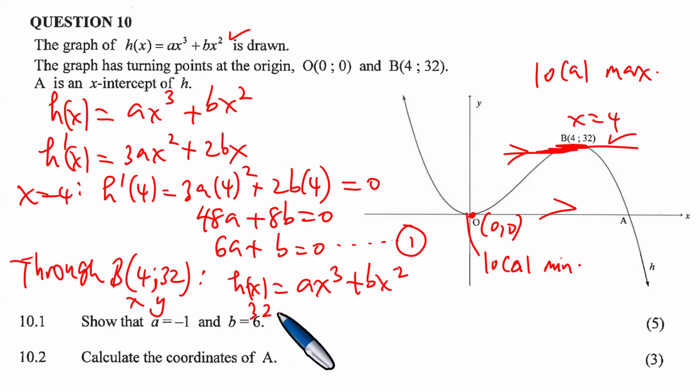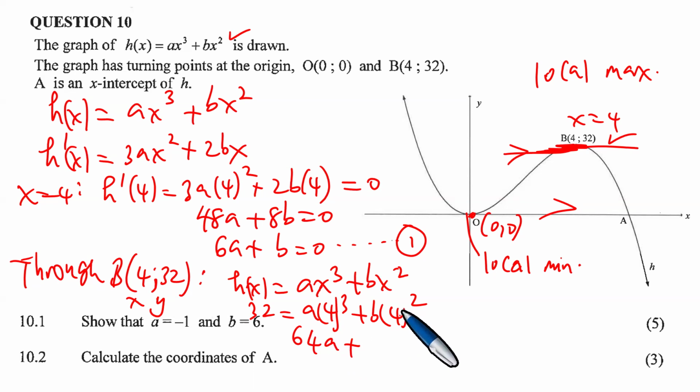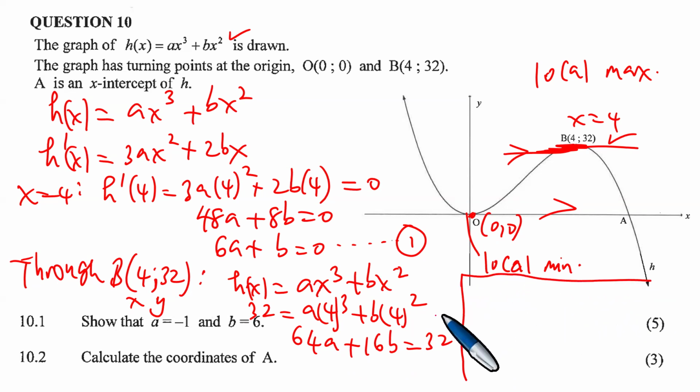So y is 32 equals a, the x is 4 and you cube it, plus b, 4 and you square that. In the end, what do we get here? 4 cubed is 64, so it's going to be 64a plus 4 squared, which is 4 by 4, giving us 16b equals 32. Please pay attention because we are training you guys to become the best you can be.